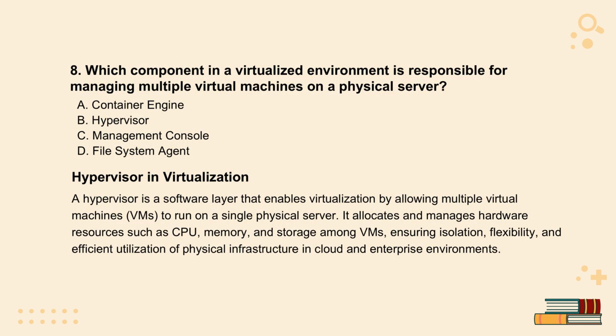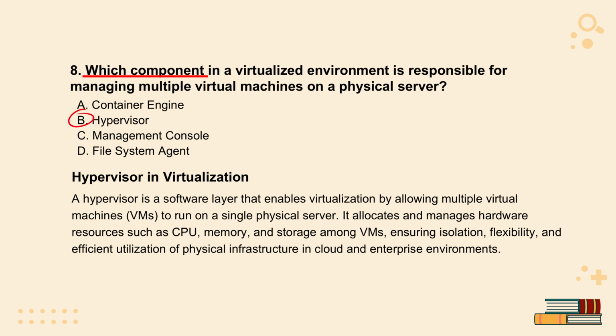Okay. Question 8 brings us to virtualization. Which component manages multiple VMs on a physical server? Options: container engine, hypervisor, management console, file system agent. Answer B, hypervisor. What's its fundamental role? The hypervisor is that crucial software layer, sometimes it's firmware, that actually creates and runs virtual machines. It sits between the hardware and the VMs.